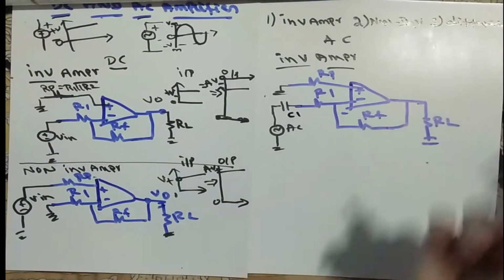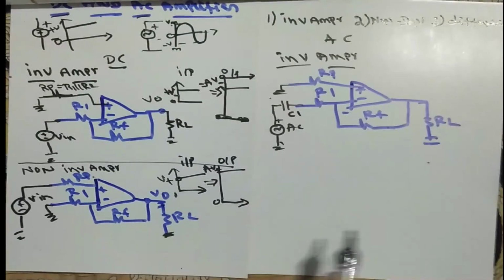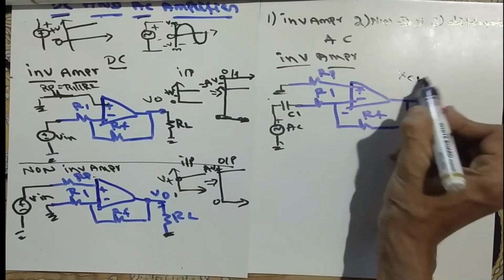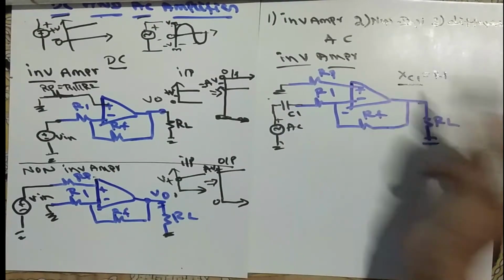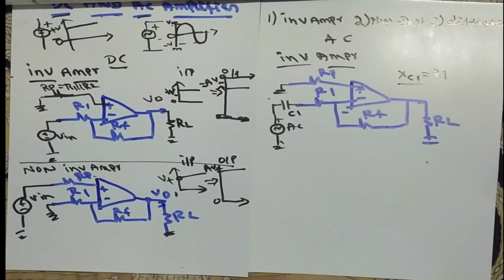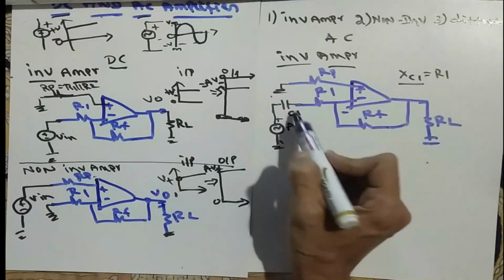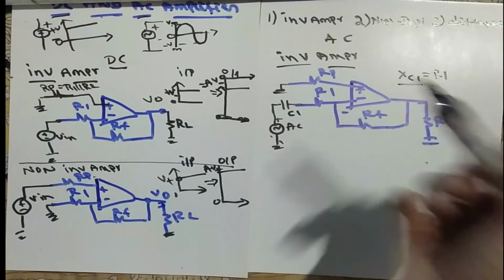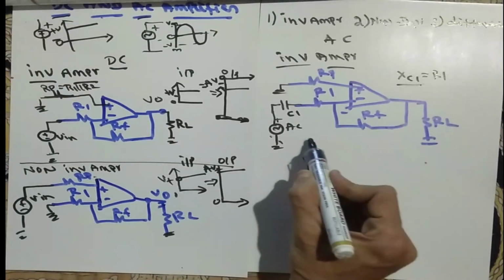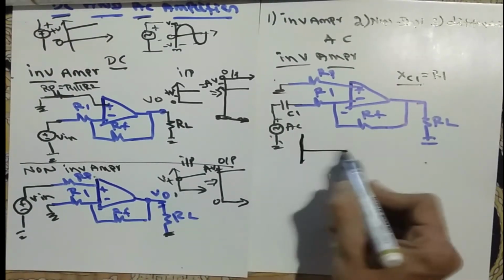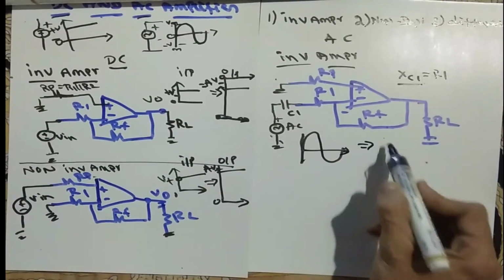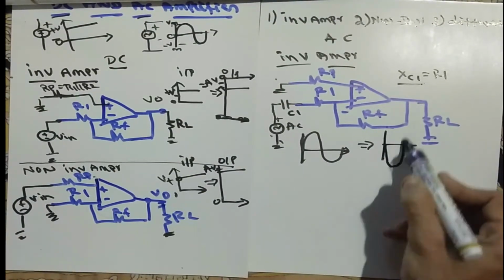This one I will call C1. Whenever you use a coupling capacitor, its reactance value we can take as Xc1 equal to R1. So the reactance value is taken equal to that resistance. This is called a coupling capacitor, which is nothing but what couples the AC signal to our circuit. So we can take a sine wave as an input because of the AC signal, and this is the inverting amplifier, so the output we will get is inverted and amplified.